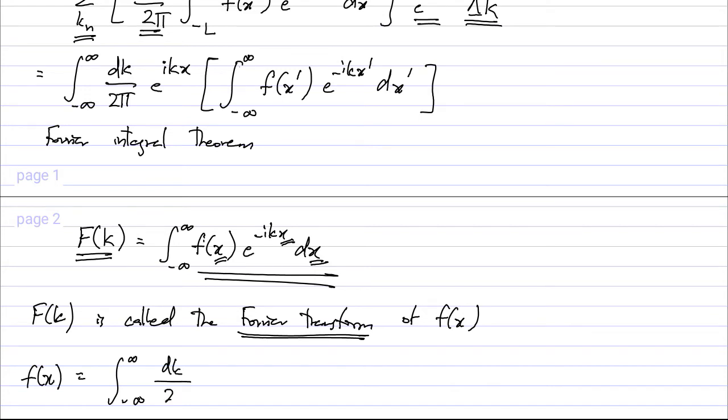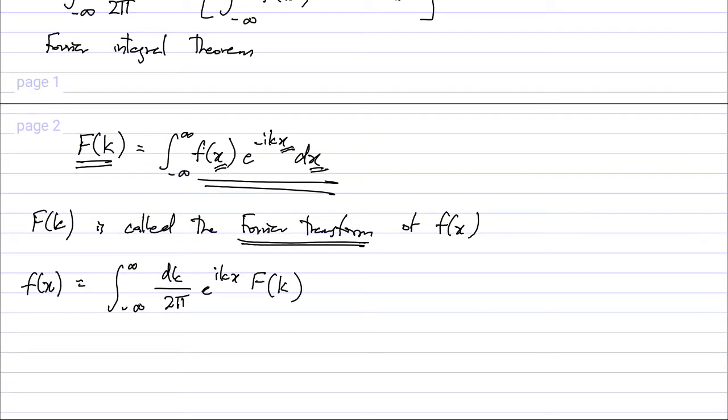Then this integral theorem says that the original function f of x is given by the integral from minus infinity to infinity of dk over 2 pi e raised to the power i k x times capital F of k. So if you want to get the original function from the Fourier transform, you plug the Fourier transform into this relation, multiply by the complex exponential, and then do the integral, and you'll get back the original function. So this is a two-way street.